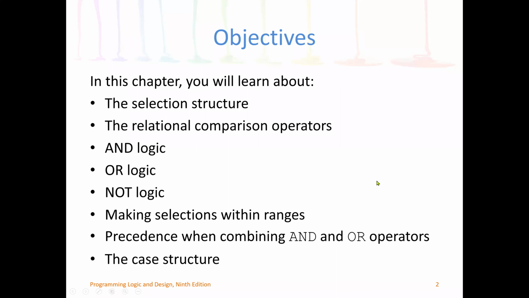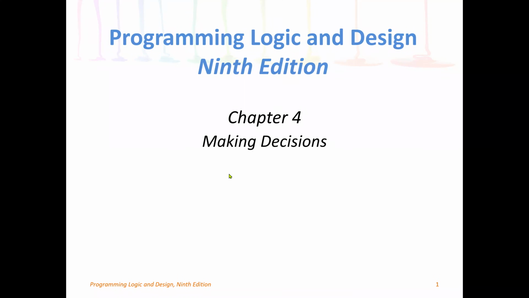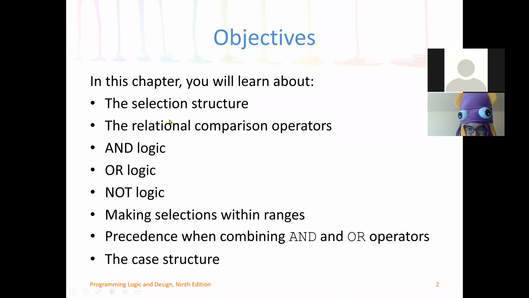So our main objective in this lecture is, as we said, to go through the control structure. One of the control structures is called selection structures. That's how programs make decisions. So we will go through what a selection structure is. We should also discuss the relational comparison operators.